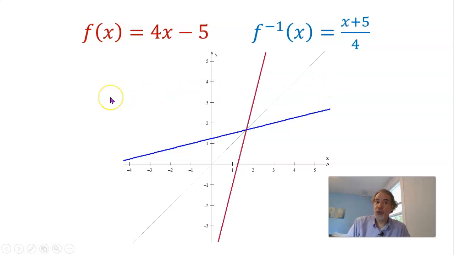And if we drew graphs of these two functions, they do have that kind of relationship where they're reflections across this diagonal line y equals x. For every point on one graph, if you interchange the x and y coordinates, you get a point on the other graph.